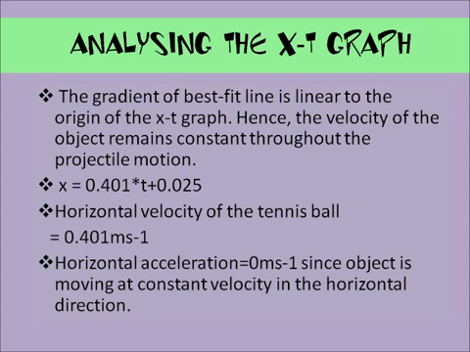From the xt graph obtained, we have analyzed that the gradient of the best fit line is linear to the origin of the xt graph. Hence, the velocity of the object remains constant throughout the projectile motion. The formula for x is 0.401t plus 0.025. The horizontal velocity of the tennis ball is 0.401 meter per second, and the horizontal acceleration is 0 meter per second squared since the object is moving at constant velocity in the horizontal direction.